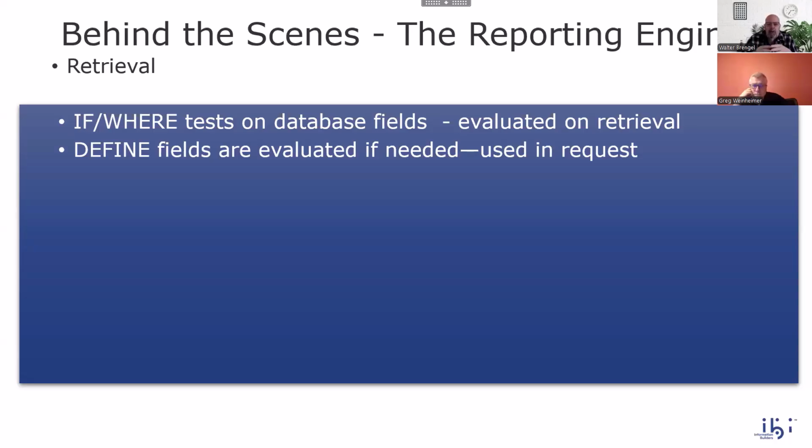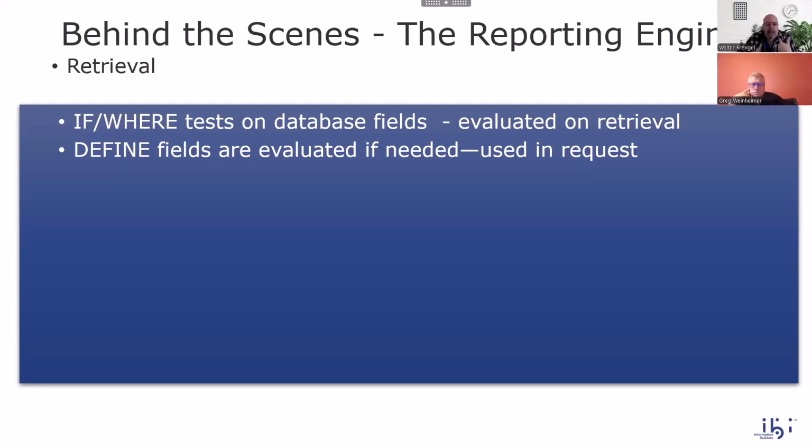So we will only evaluate a defined field if you use it in your table request. So I could have a define that has 100 defines in it, 100 expressions, 100 different fields. But if I only use 2 of them, I only really need to evaluate those 2 that I'm using.